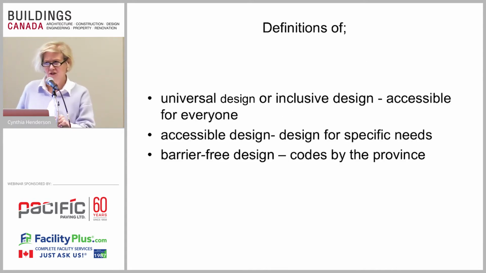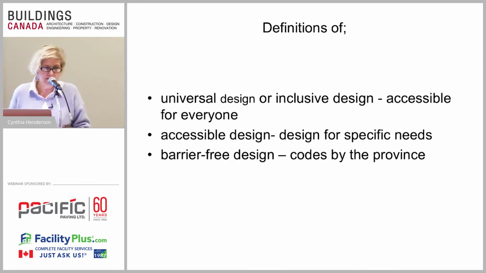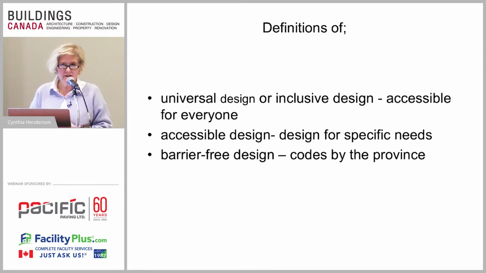So what are the definitions between universal design? What are these words, universal design or inclusive design? What is accessible design? What is barrier-free design? I'm just going to simply put a couple of words to these definitions. Universal design or inclusive design is really meant for design to be accessible for everyone of all ages, of all capabilities, and with all equipment.